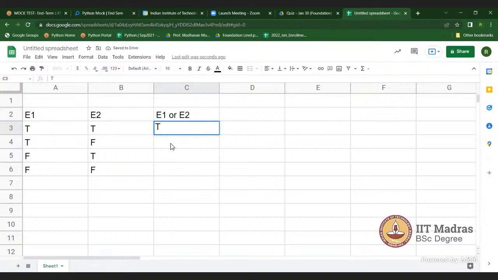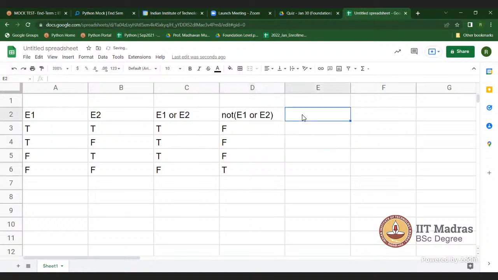So this is going to be true. True, true, false, false, right? So not of E1 or E2 is going to be now F, F, F, and then true, right? So this is what not of E1 or E2 is. This is the left hand side.